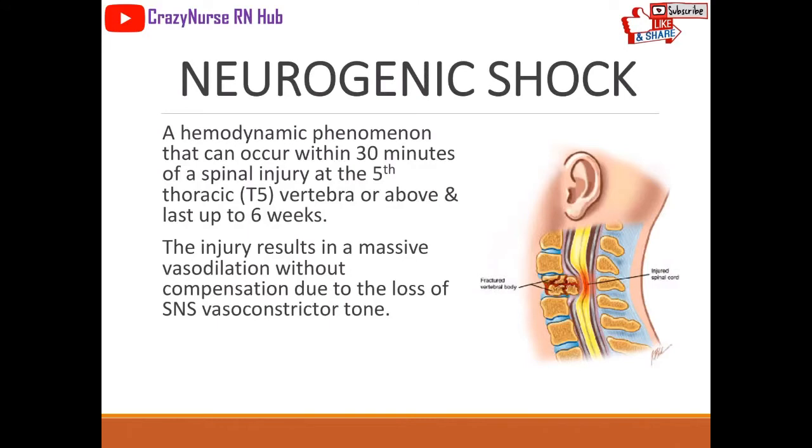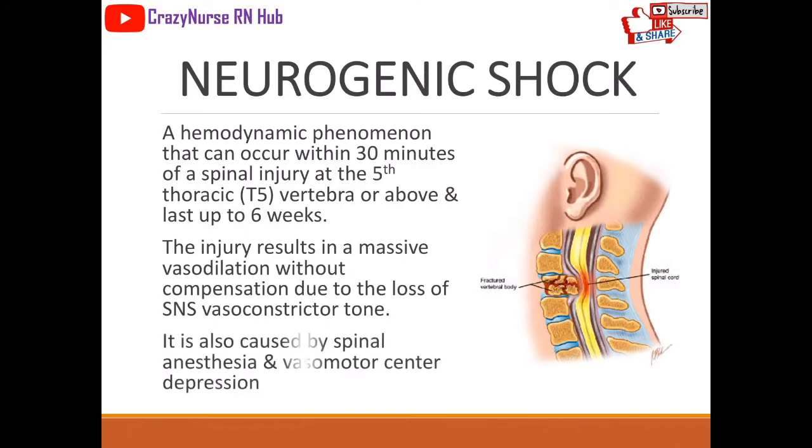In addition to spinal cord injury, spinal anesthesia can block transmission of impulses from the sympathetic nervous system. Depression of the vasomotor center of the medulla from drugs such as opioids and benzodiazepines can also result in decreased vasoconstrictor tone of the peripheral blood vessels, resulting in neurogenic shock.